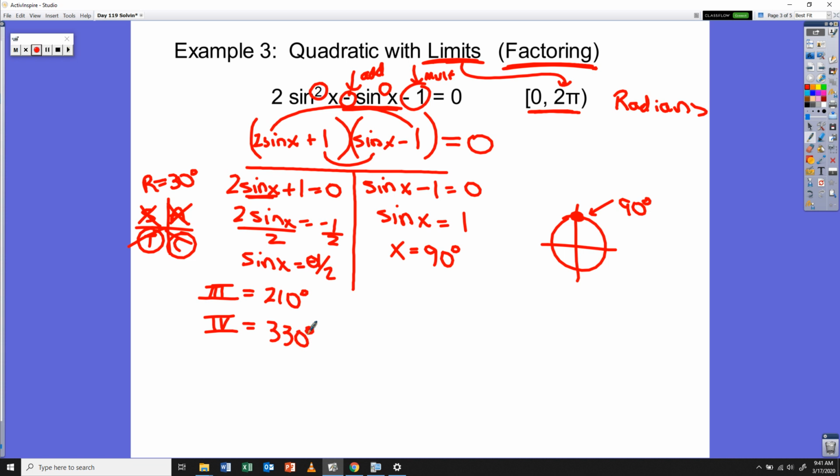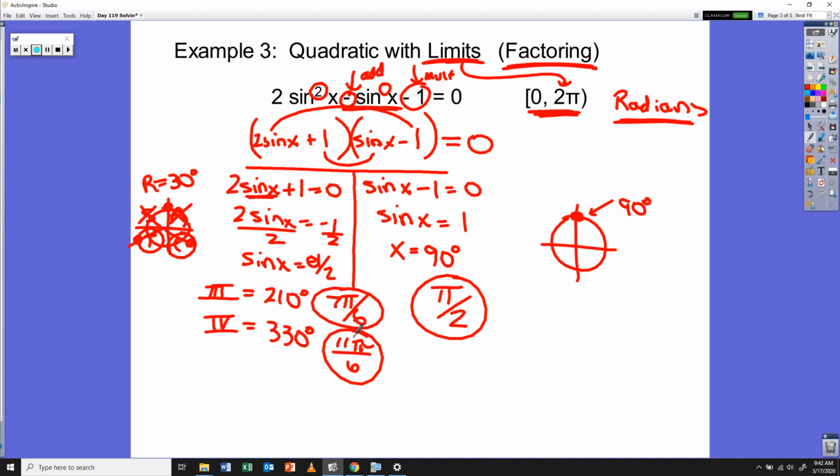So normally this is the point where you'd add on the coterminals. But if we go back and look at our limits, they only want the answers from the first full round of the circle. So 90 degrees, 210, and 330. And the other thing that they're looking for is for our final answer to be in radians. So the last thing I have to do here is convert 90 degrees into radians, which is pi over 2, 210 degrees into radians, which is 7 pi over 6, and 330 degrees into radians, which is 11 pi over 6. And there are your 3 answers. Those are our only 3 answers for this problem because this problem has limits.